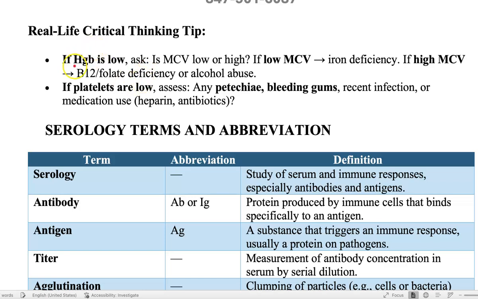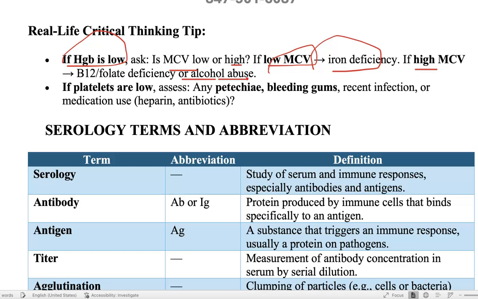Now, real life critical tip. How do you want to think about this? Listen, if your hemoglobin is low in real life, you want to ask, is MCV low or high? If MCV is low, you know it is iron deficiency. If it is high, you know we have B12 and folate deficiency or alcohol abuse. I will say that again. How do you critically apply this in real life? You need your critical thinking skills to be able to pass your FNP, AGNP, and AGACNP exam. There is no other way.